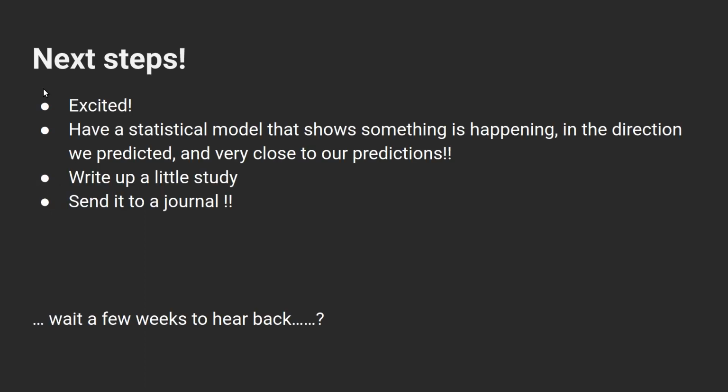So we've done this in our imaginary scenario. We are quite excited. So we got a significant p-value, meaning that the data says under the world of null hypothesis significance testing that we have definitely necessarily found something, but we know that nothing is not happening. So we have evidence to suggest learning is going on. So we have this statistical model that shows us something is happening, more importantly, in the direction that we predicted and very close to our predictions. So what do?